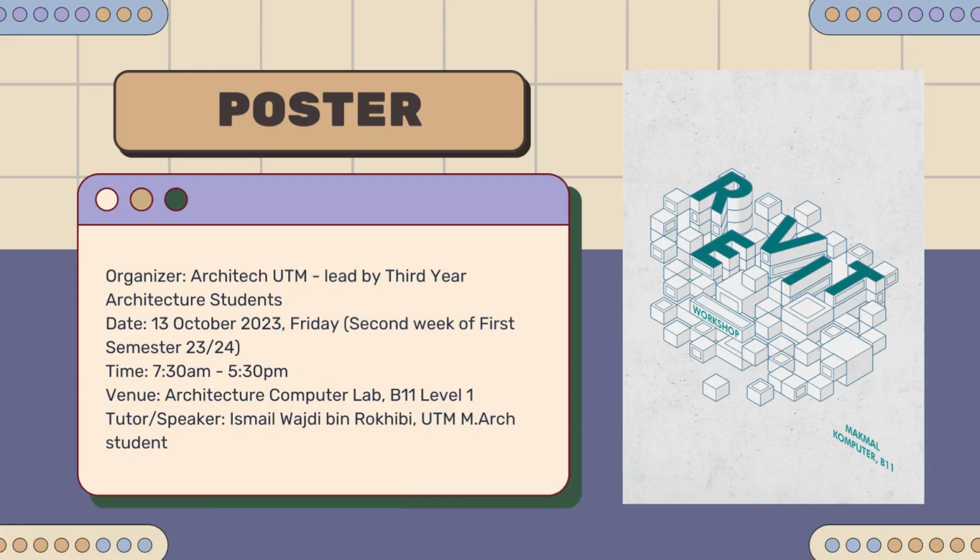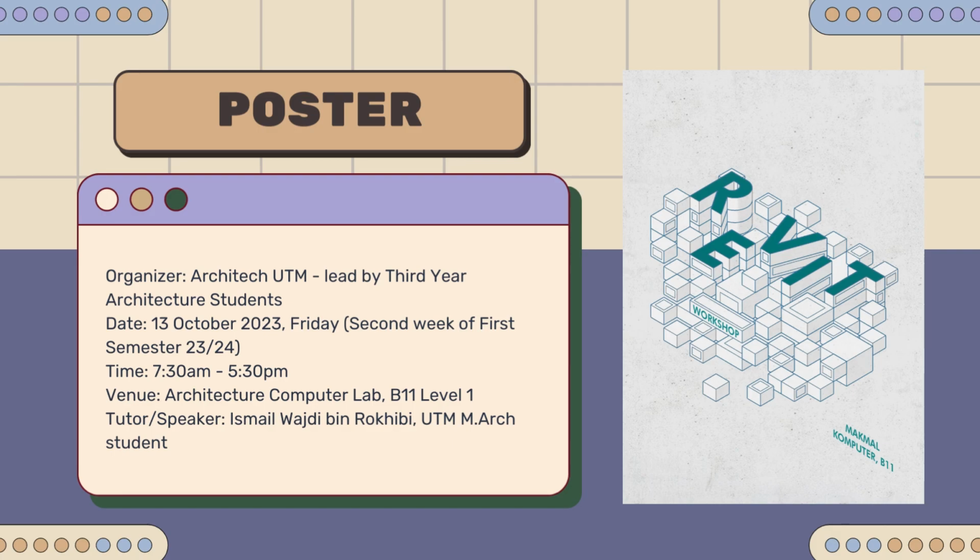Next, I will be talking about our proposed program, which is a Revit workshop, organized by Architect UTM and led by the third year architecture students. The date of the program, we propose it to be 13 October 2023, which is Friday. Also, it is the second week of the first semester of session 2023-2024.